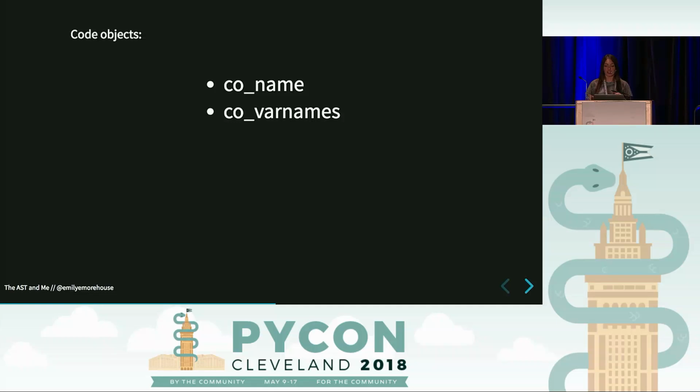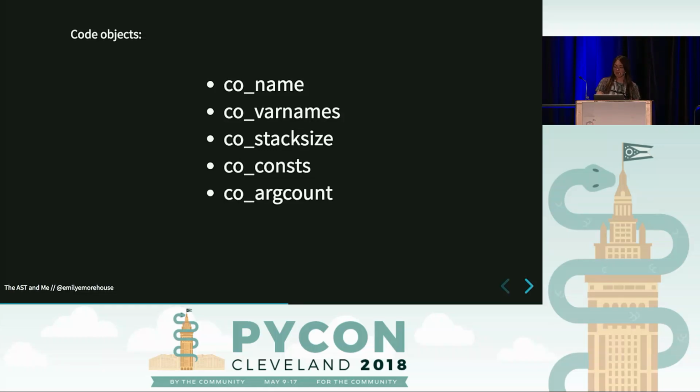There is also co_varnames, which is a tuple that contains all the names of your local variables, including your arguments. You have co_stacksize, which is the maximum stack size, computed statically by the compiler. You have co_consts, another tuple that contains all of the code literals. And then co_argcount, which is the positional arguments where we can receive information, and also the default values that are associated with this.